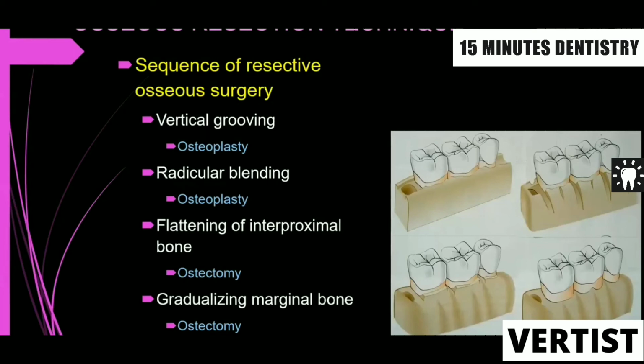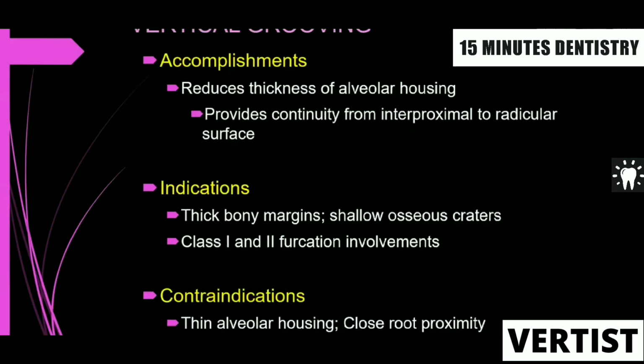These are the different steps, 4 steps. Again, this is a question for SAQ and viva: name the different techniques. Vertical grooving and radicular blending are the first 2 steps, which involve the osteoplastic procedure, whereas the flattening of the interproximal bone and the gradualizing of the marginal bone, these 2 are the ostectomy procedures. The first is vertical grooving.